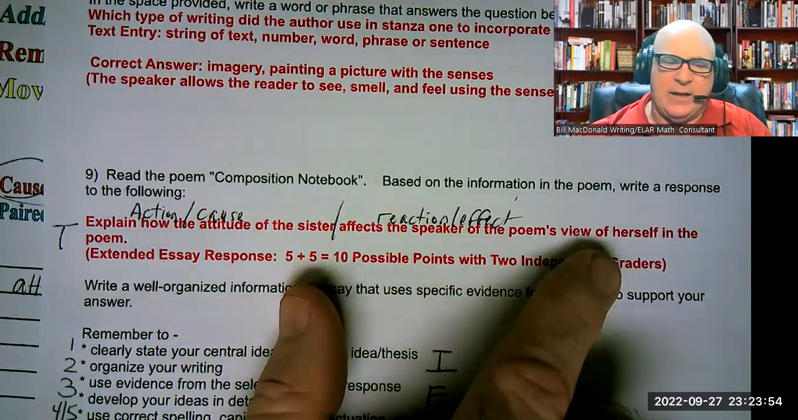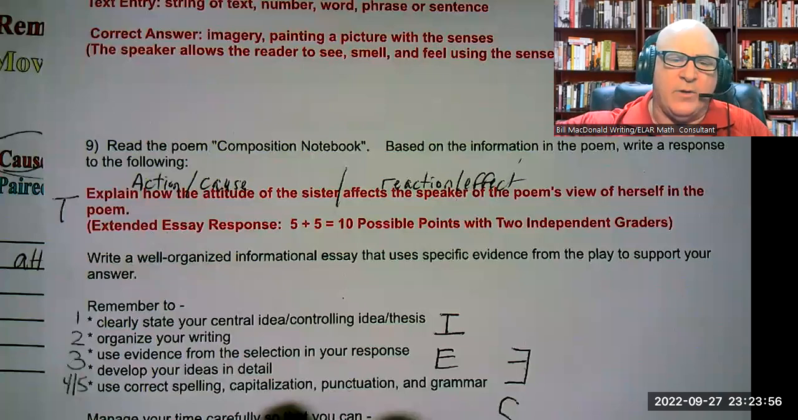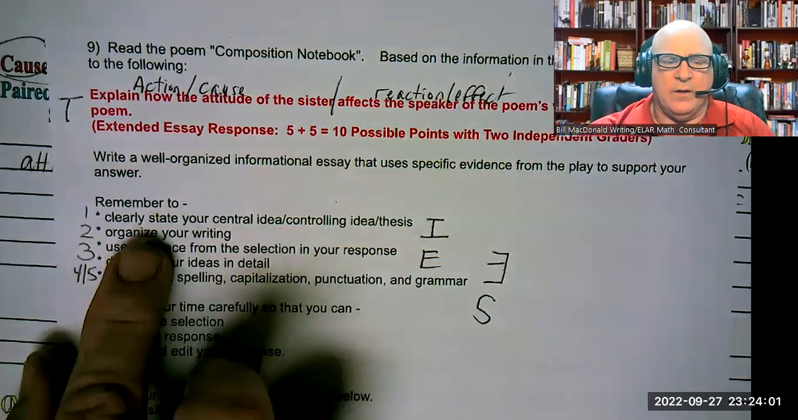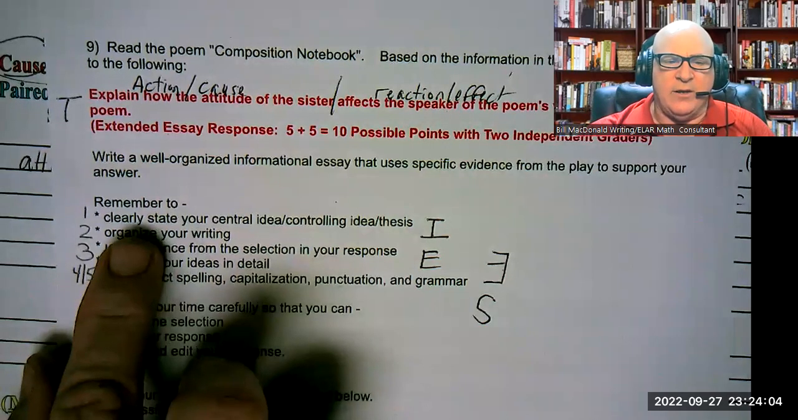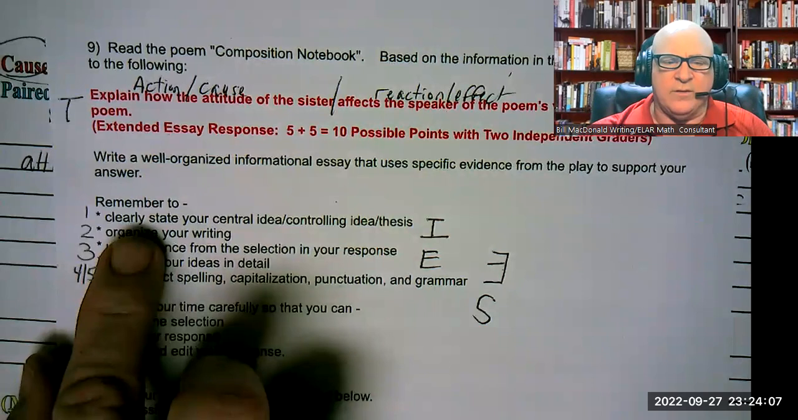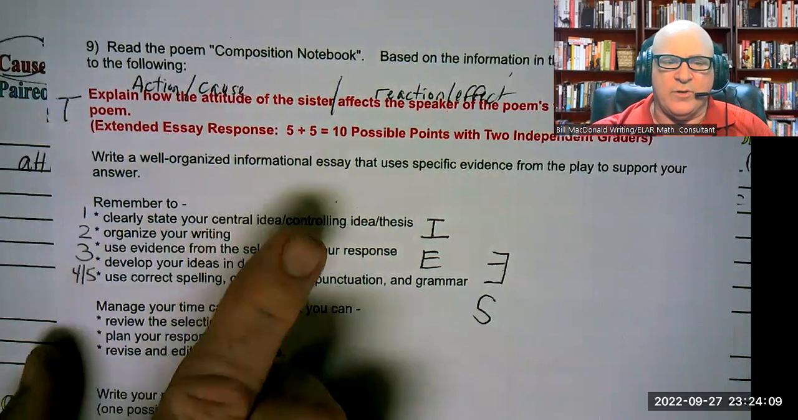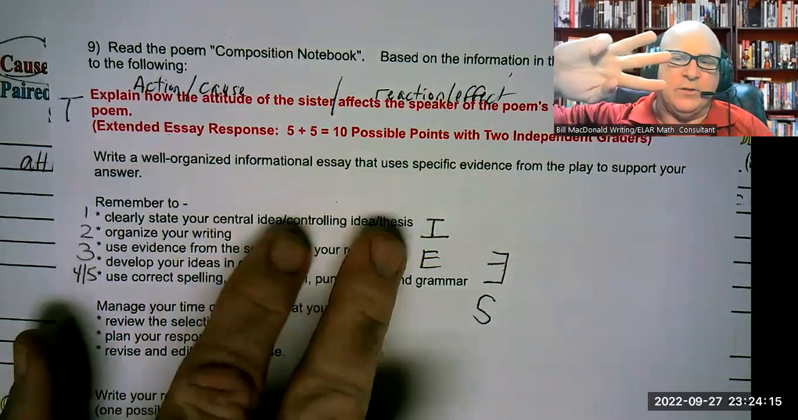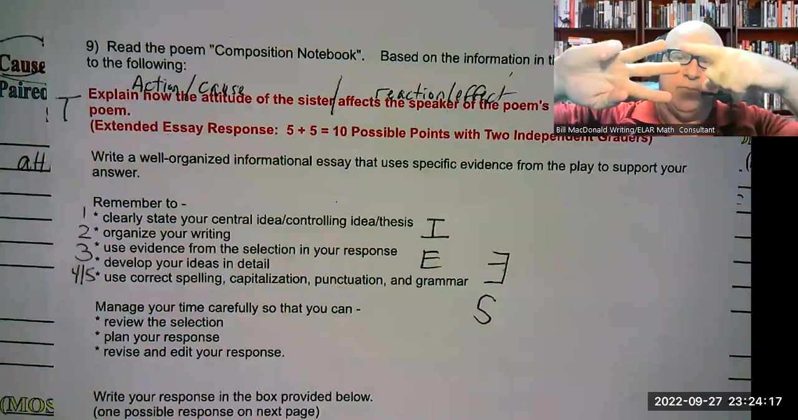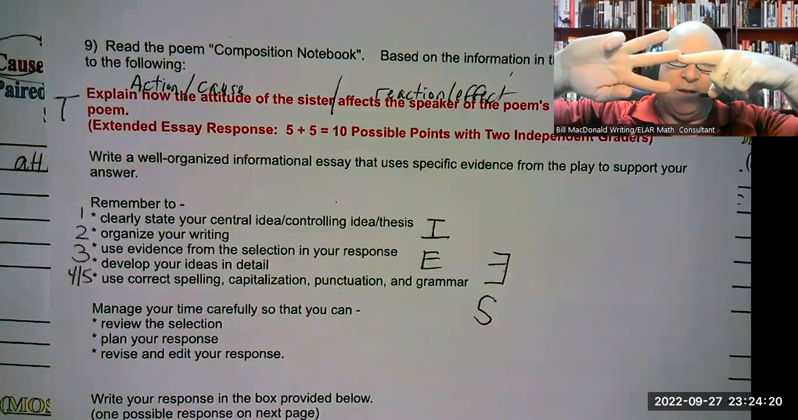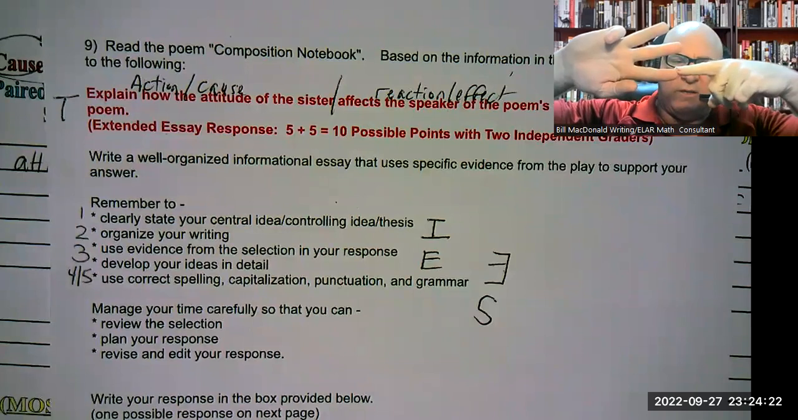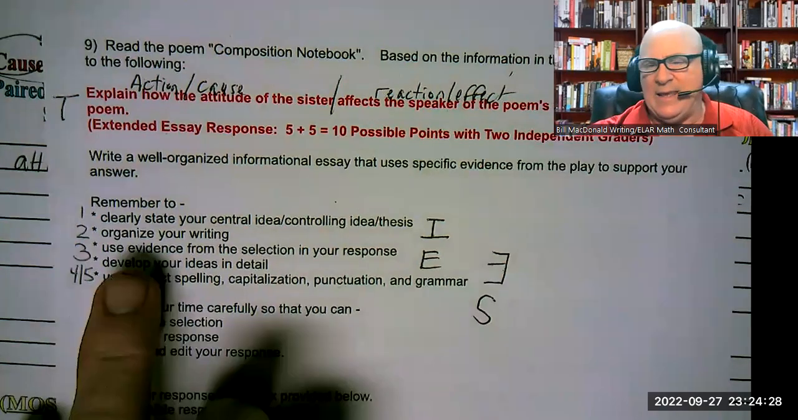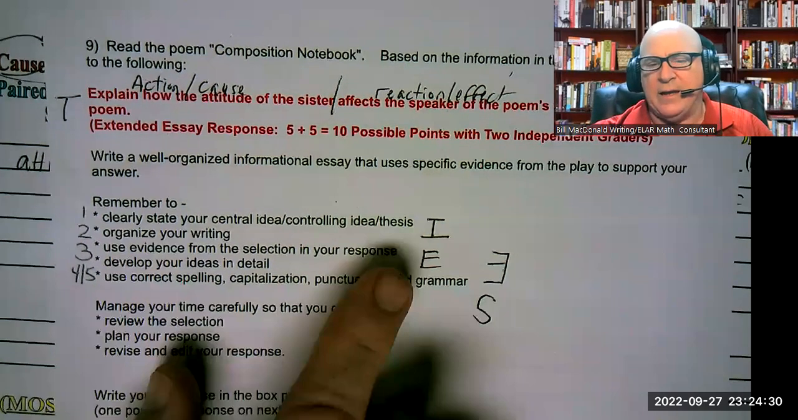So it does say exactly what your students are going to see on test day in the online format. Clearly state your central idea, controlling idea, or thesis. It'll say one of those, this for elementary, this for middle school, and that for high school. And again, like I said to you, it's going to be central idea for elementary, controlling idea for middle school, or thesis for high school. Organize your writing. That's the I, excuse me.